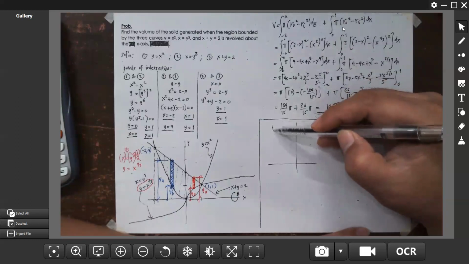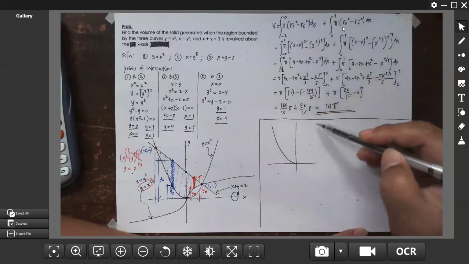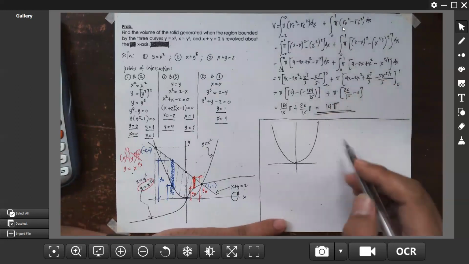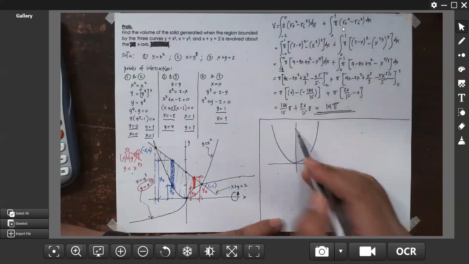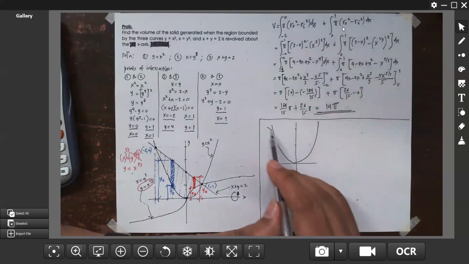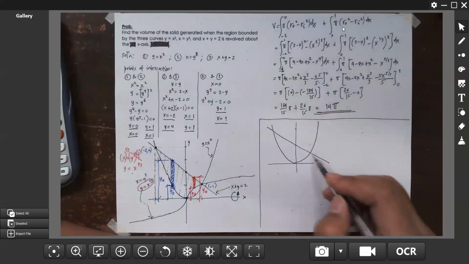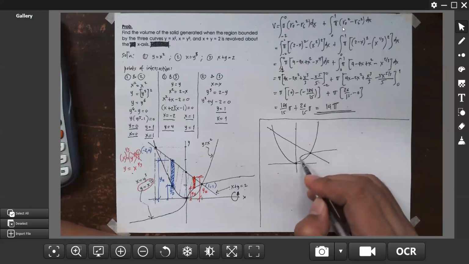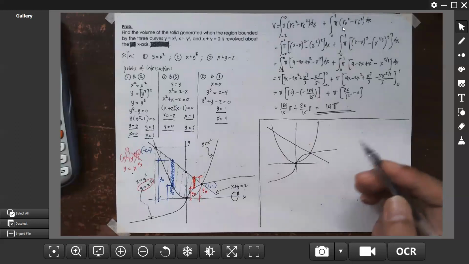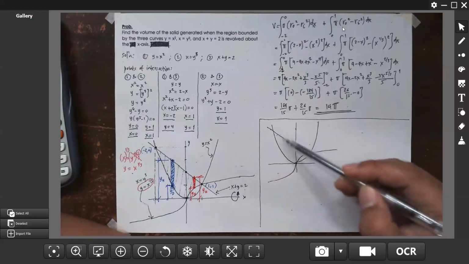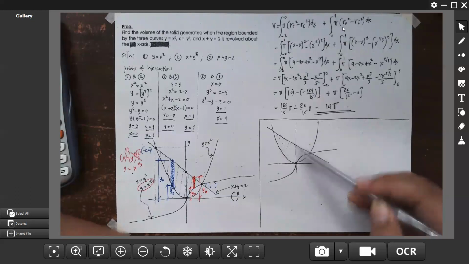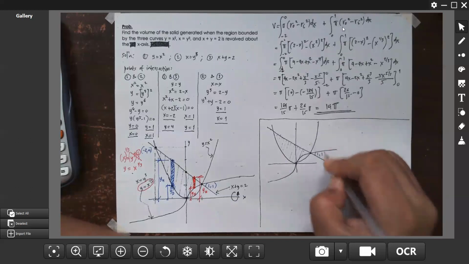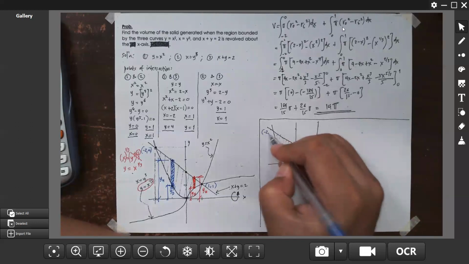And so we have this parabola. And then we have this line, 4, 2. And then we have this curve. Okay, so again, this is the bounded region. So this is 1, 1, then negative 2, 4.